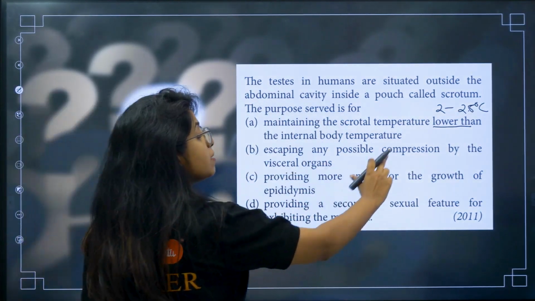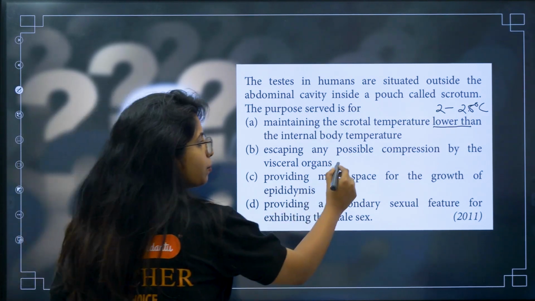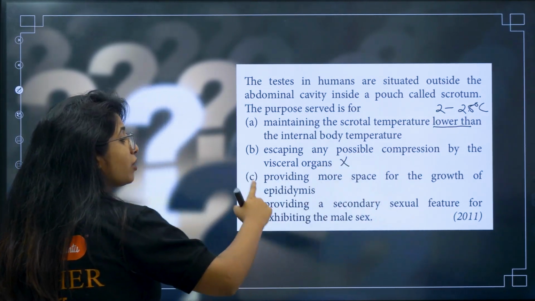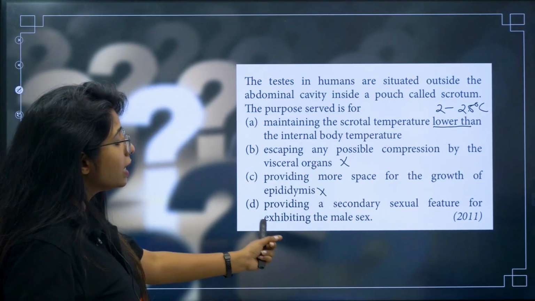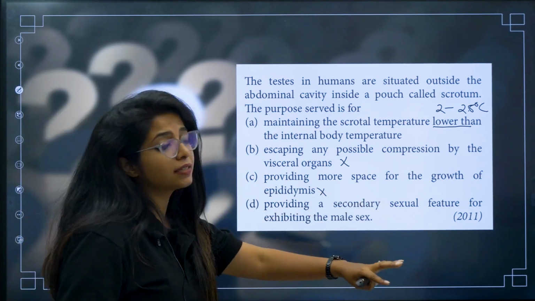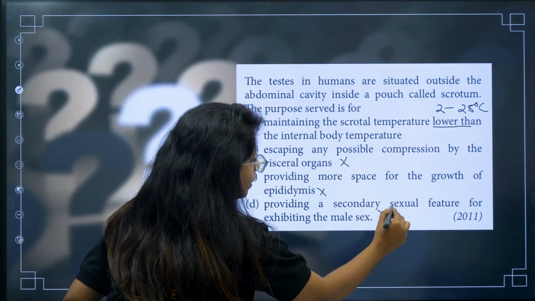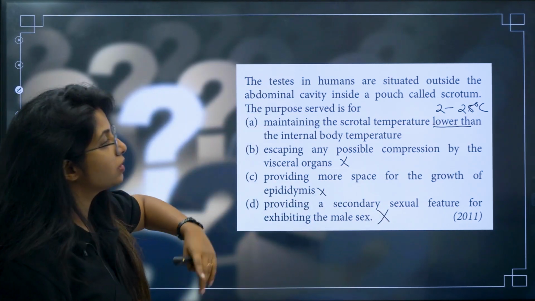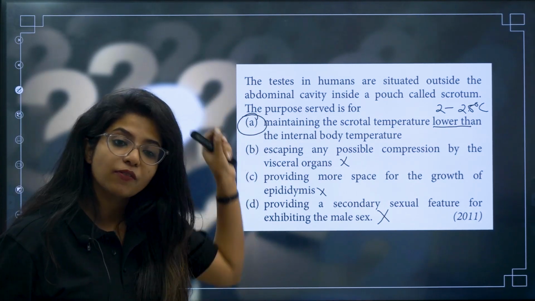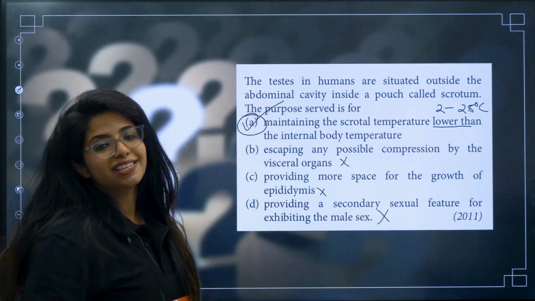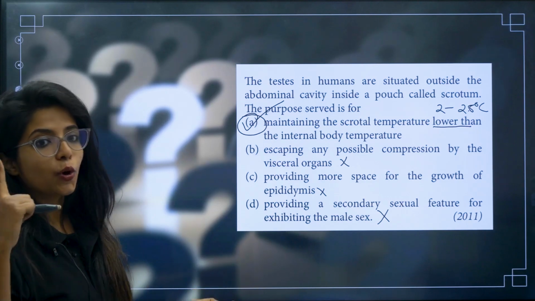Now, second, escaping any possible compression by visceral organs, as in internal organs. I don't think that is a possible reason. Providing more space for the growth of epididymis. We have not even come across epididymis as of now, so let's just exclude it. Providing a secondary sexual feature for exhibiting the male sex. I don't think it is needed to give a secondary sexual character. So even if we are not sure about the others, I am sure about one particular option, because we have already done it. Yes, this is how we study. Now, this came in NEET 2011. Again, you got 1 mark.